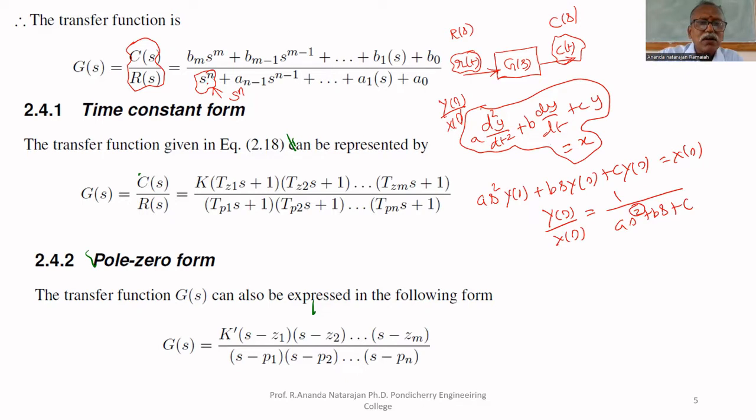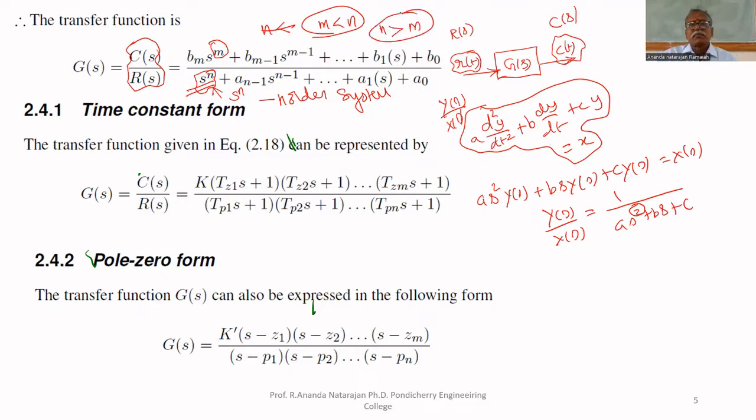So, this starts with the s power n. The degree is n. Therefore, nth order system. Always the numerator degree is less than denominator degree. Or n is always greater than m.